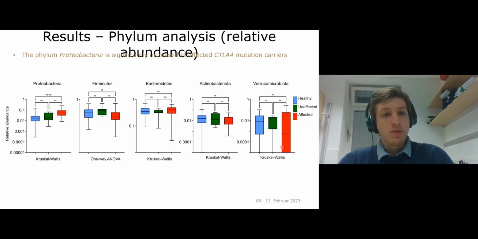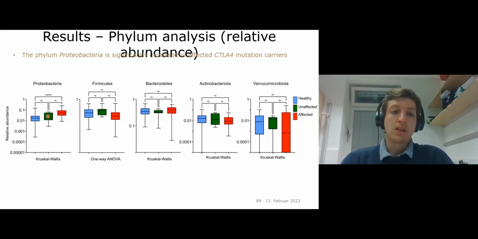To go on further, we have performed a phylum analysis looking at the relative abundance of the main phyla found in the gut microbiome. And what we can find in this cohort is that the phylum Proteobacteria was nicely expanded in patients with CTLA4 mutations who are affected by disease, but this was not measurable, at least the difference was not significant, in unaffected individuals compared to healthy controls.